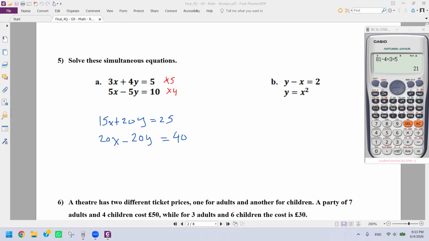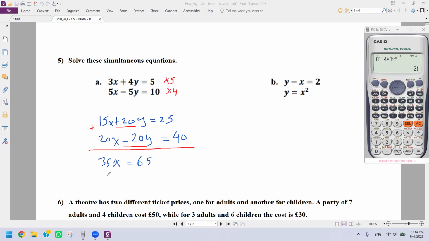Okay, now I need to solve these two equations at the same time. Look, plus 20y, minus 20y. They have different signs. If they have different signs, it means just add both equations. 15x plus 20x, 35x. 20y minus 20y cancel, it's 0. 25 plus 40, 65.